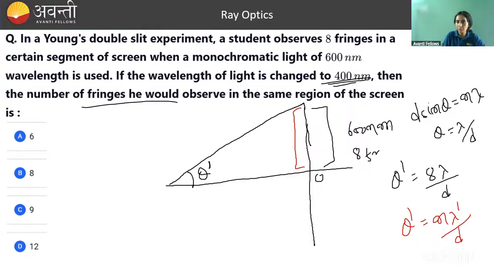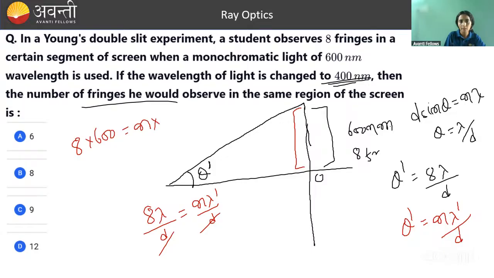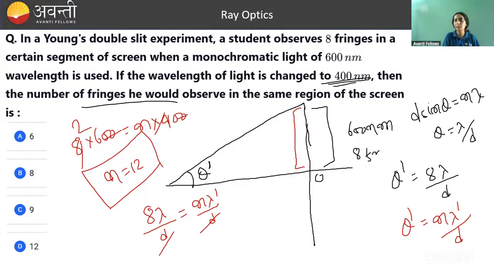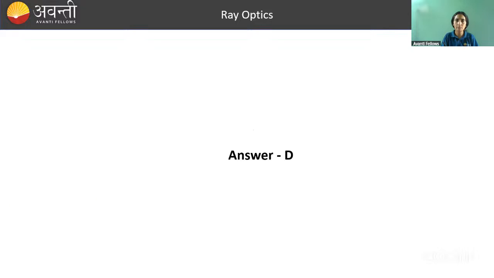Okay? We need to equate these two because both angles are the same, because both are forming different numbers of fringes in the same space. So 8 lambda by d will be equal to n lambda dash by d. This will get cancelled. 8 into 600 is equal to n into lambda dash, which is 400. So if you cut it, you will get n equal to 12. So how many fringes are we going to get in that space? 12. Okay. This is how we can proceed.